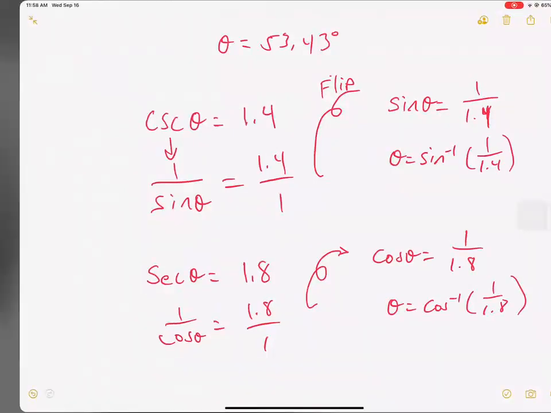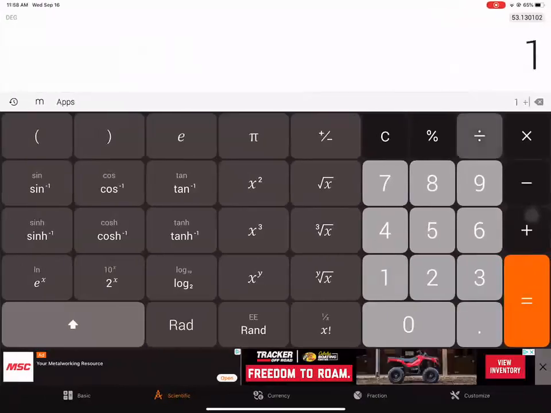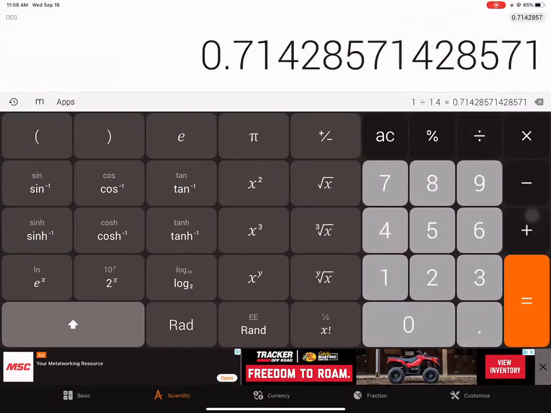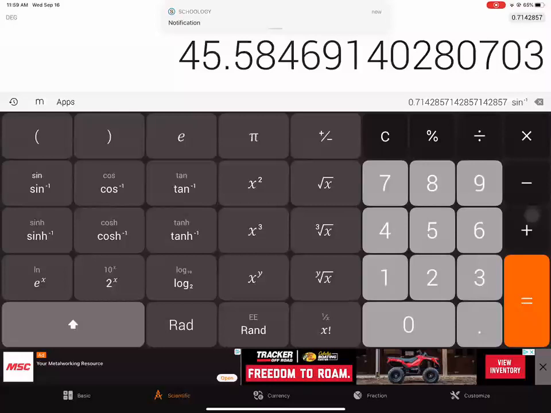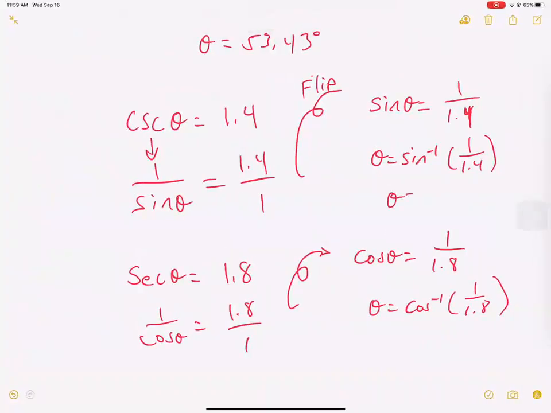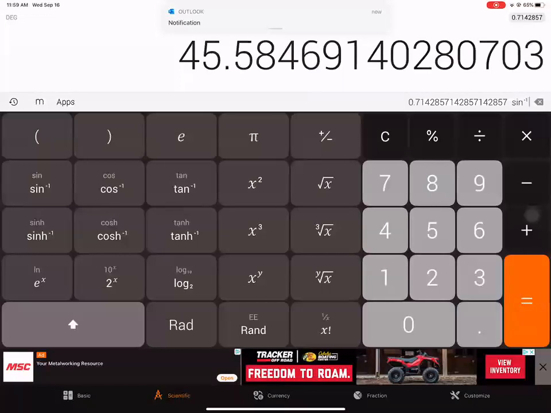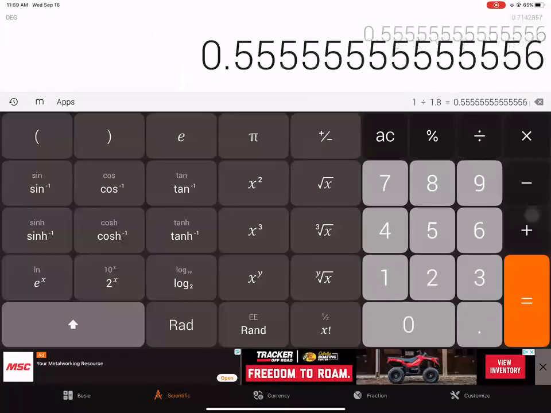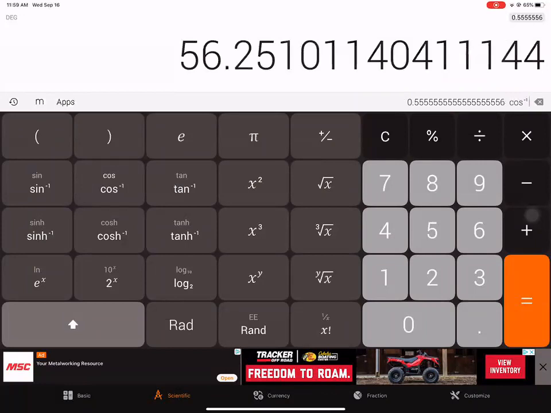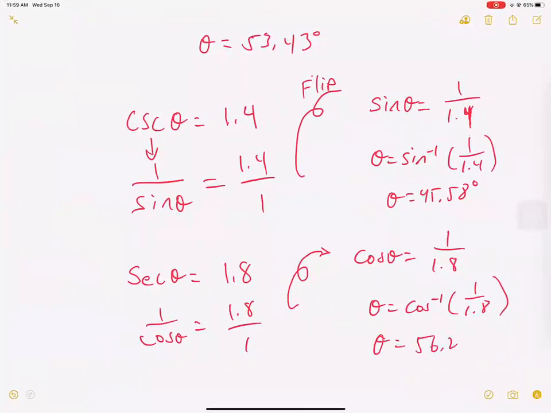So let's do these on a calculator. 1 divided by 1.4 equals, and we're going to undo our sine, sine inverse. That gives us 45.58 degrees. Theta is 45.58 degrees. Let's do the cosine. 1 divided by 1.8. I'm going to take the inverse cosine. That's going to give me 56.25 degrees. Theta is 56.25 degrees. Just be careful. If they ask you for the answer in radians, you have to switch the setting on your calculator to radians.